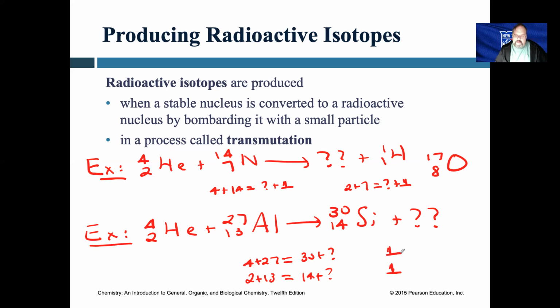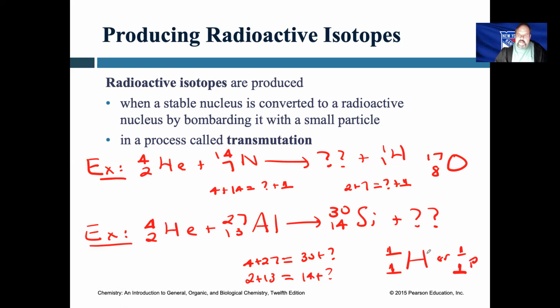If I think about it, what has an atomic number of 1 and a mass number of 1? It has to be a proton. So I could use the chemical symbol of H, or I didn't mean to write a 4 there. I could also use, if I wanted to, 1/1 p.